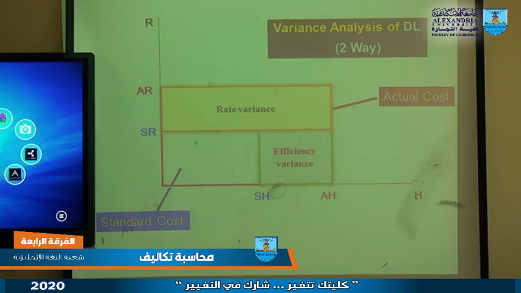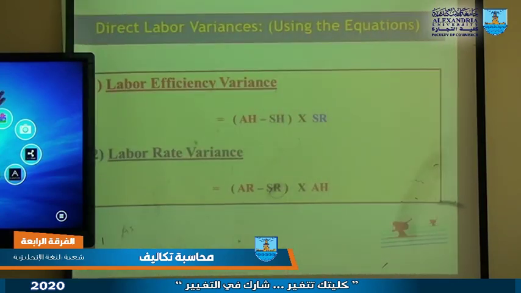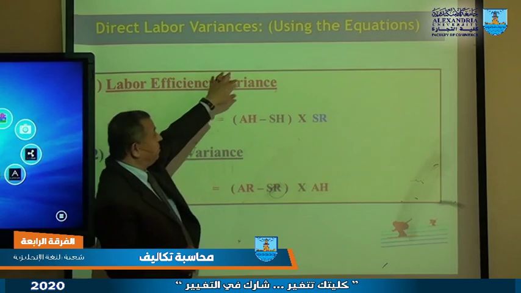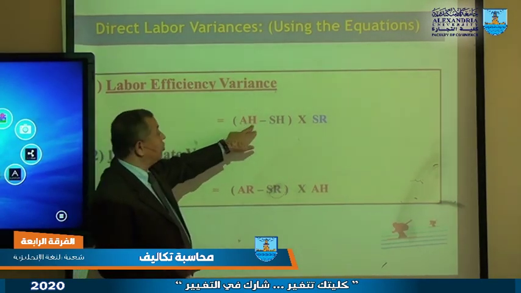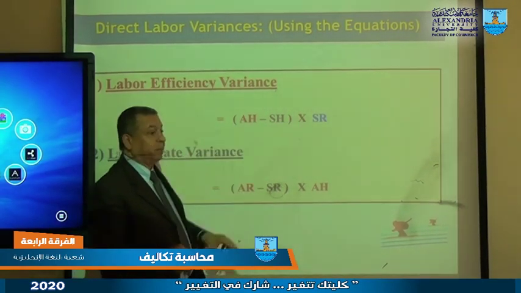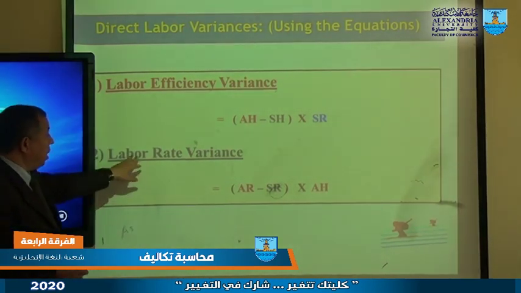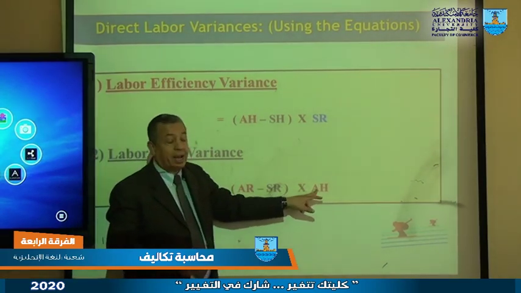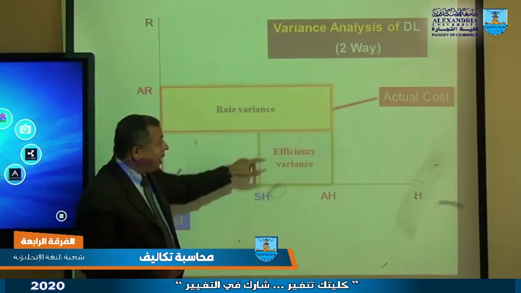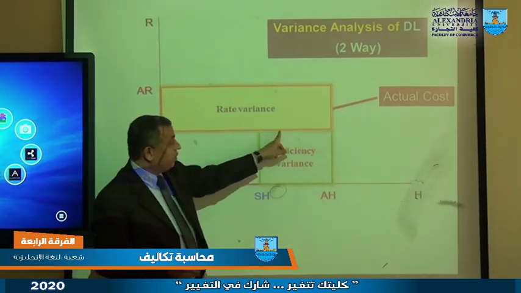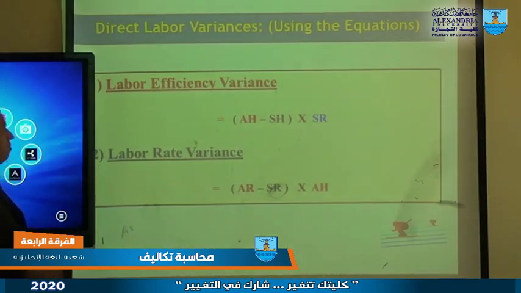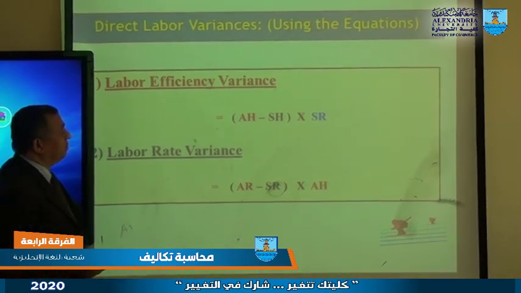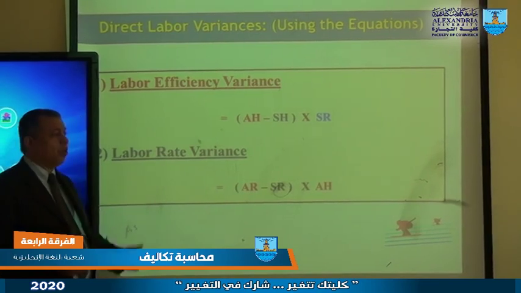Okay. So if you know this graph, you can imagine your equation. These are my equations. Labor efficiency variance will equal actual hours minus standard hours times standard rate. Labor rate variance will equal actual rate minus standard rate times actual hours. Again, times actual hours, but here times standard rate. If you know the equations, you can calculate the variances. Very simple. I will repeat again.